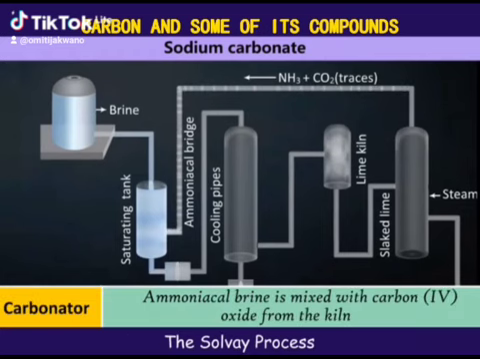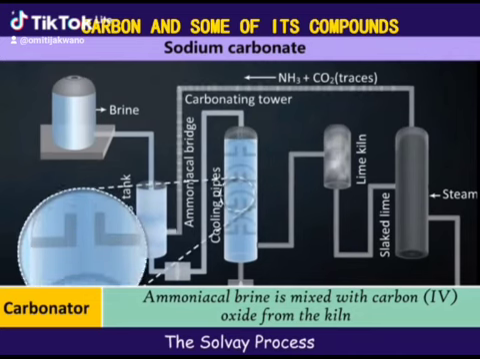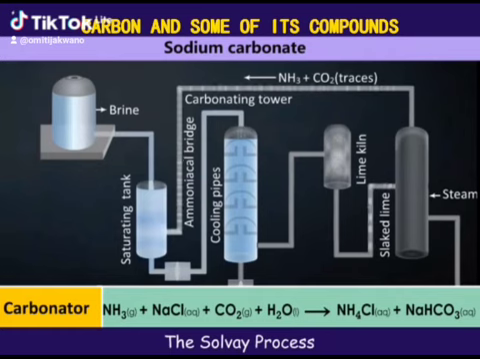The ammoniacal brine is then pumped into the carbonator from the top, where it trickles down the carbonator, while carbon dioxide from the kiln is pumped from the base. The carbonator has to be cooled regularly to reduce the amount of heat produced in it. The reactions in this process are as follows.